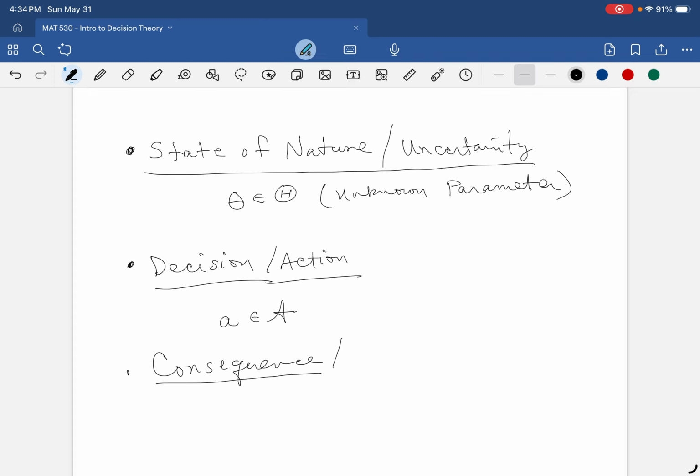The idea of the consequence, or loss, as we'll refer to it. So, given our estimate, our action, and also the true state of nature, then it's obvious that there's going to be some sort of consequence, whether it's good or bad. And so again, we're going to look at that in terms of loss, and that's going to be a function of theta and the action we take. So let's look at that.